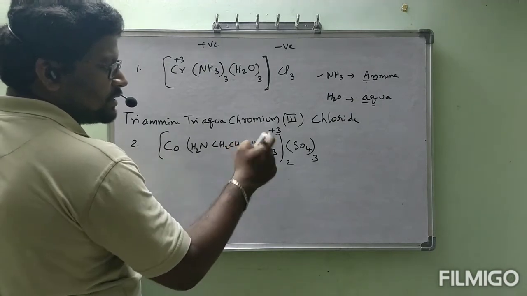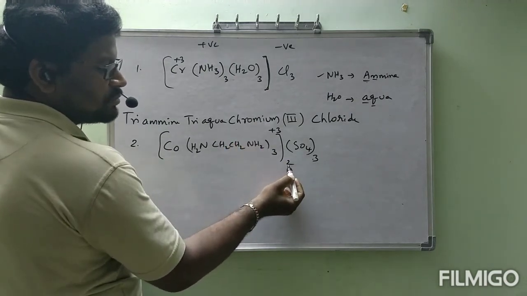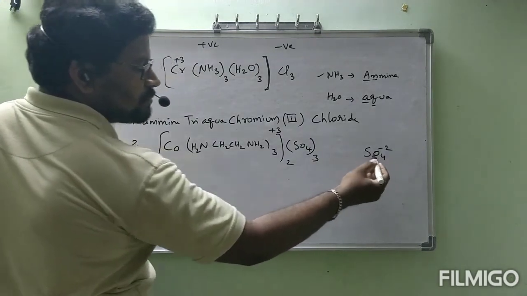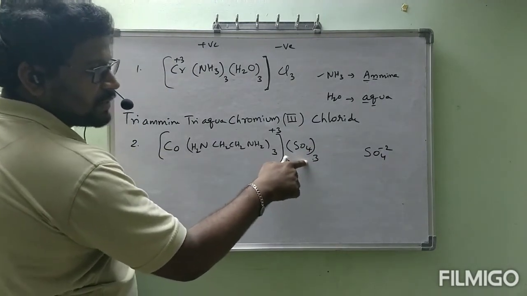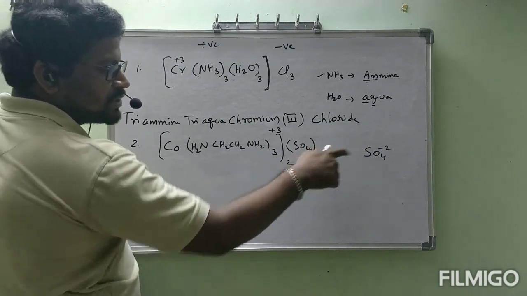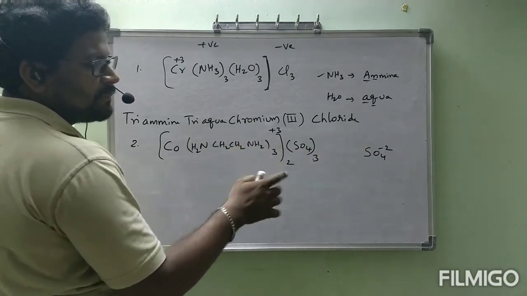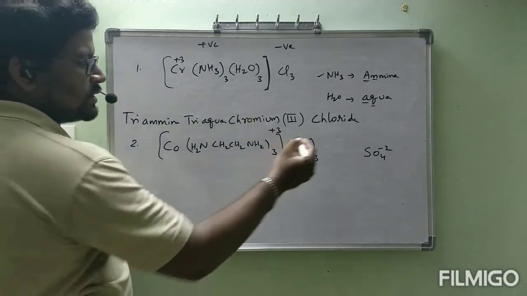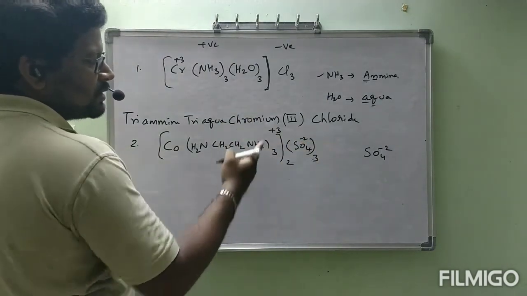Complex ion charge is +3. On SO4, we have to write -2. So this compound contains 3 SO4 -2 ions. 3 into -2 is -6, 2 into +3 is +6. In that way it is getting balanced, total neutral. So this is -2 SO4, this is +3.